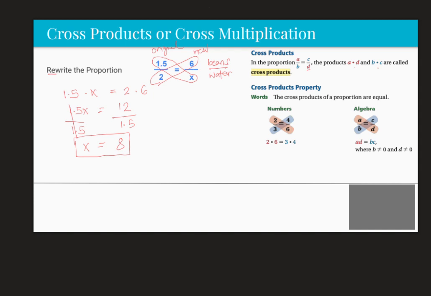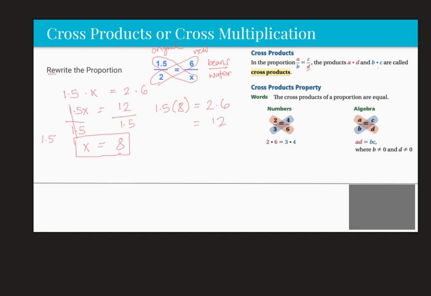So one way for us to check our answer is, now that we have the value of x, which is 8, we can substitute 8 for the value of x, and we can do it this way. So I'm just going to write 1.5 times 8. We're going to check to see if we multiply, since 2 times 6 is 12, right? We have to check if we are going to get 12 if we multiply 8 and 1.5. So let's do it right here. I'm going to do a long multiplication on the side.